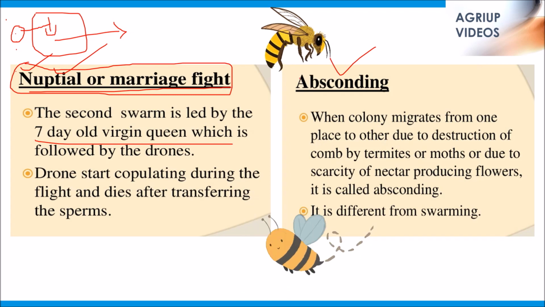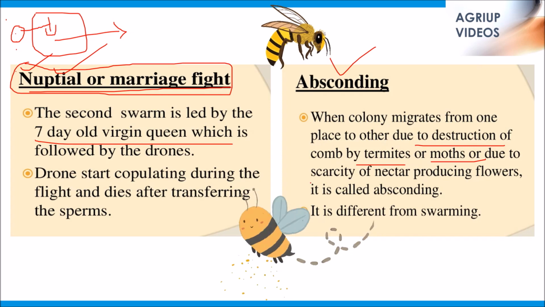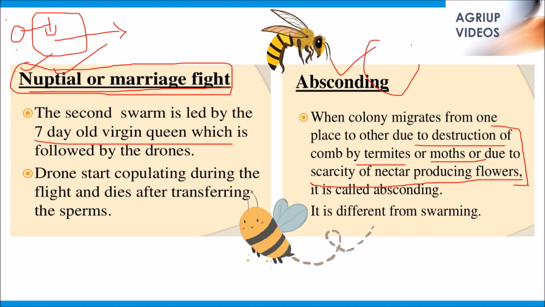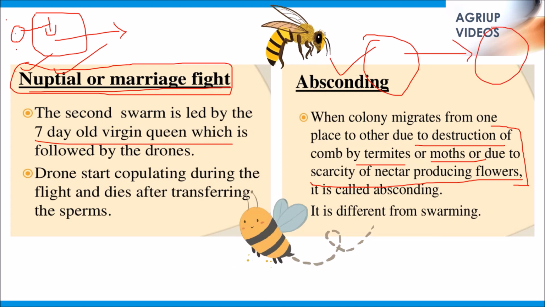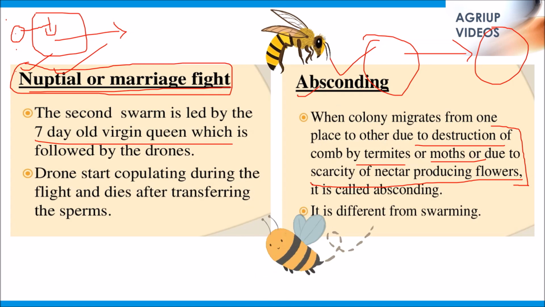Talking about absconding, when a colony is migrating from one place to another due to any destruction, which happens due to termites, moths, or other reasons, maybe environmental reasons, scarcity of nectar or flowers. In that scenario, the process when a full colony is migrating to some other place is called absconding.